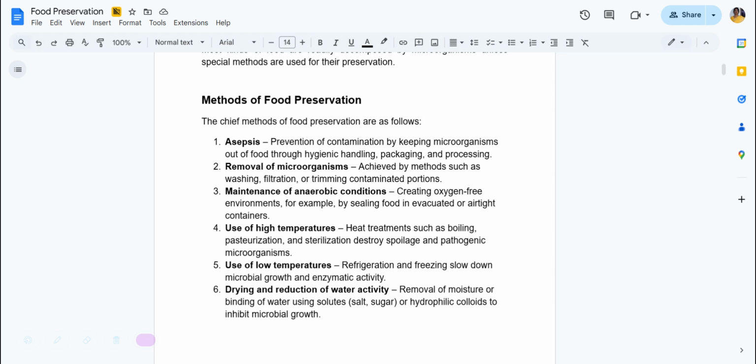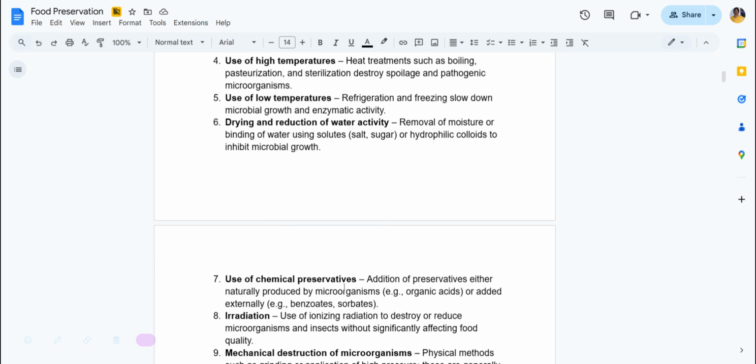Another method is drying and reducing water activity. This can be done by removing the moisture by drying and adding solutes like salts and sugars, which will bind with the water, and water will be removed, and there will be no growth of the microorganisms.